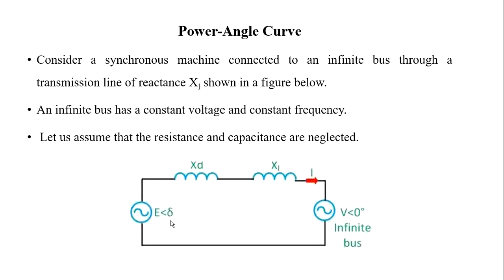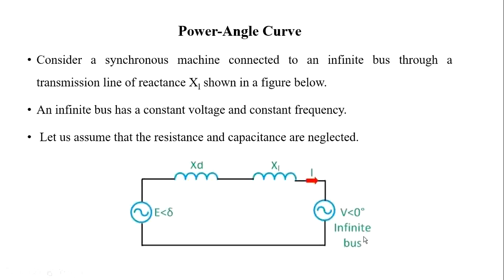So to derive the stability limit, we must know the expression for power transfer in a power system. For that, we have to consider a synchronous machine connected to an infinite bus through a transmission line having reactance X1. The reactance of the transmission line is X1. This is the synchronous machine equivalent circuit. This synchronous machine is connected to an infinite bus.